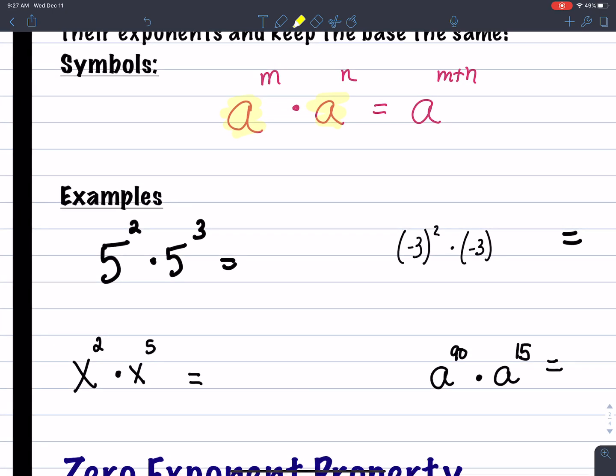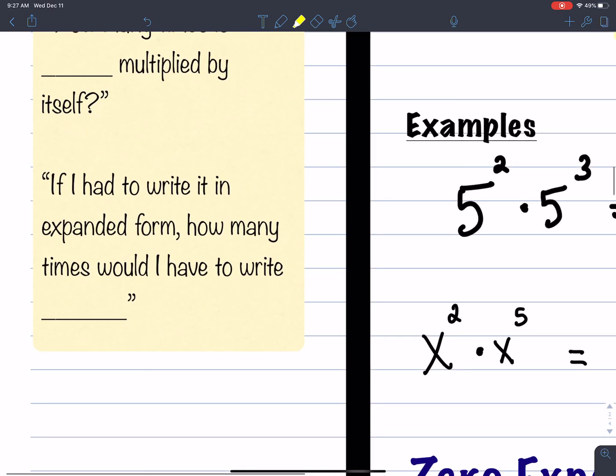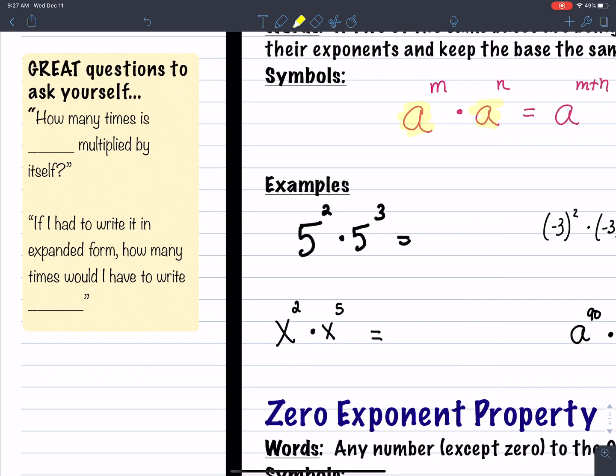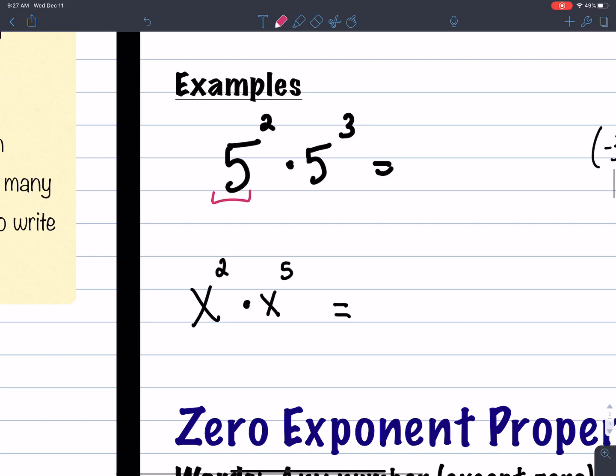Now what I'm thinking about is what I have over here in the margin. What you're asking yourself when we're doing the properties of exponents here is, how many times is 5 actually going to be multiplied by itself? Or in other words, if I had to write this out, how many times would I have to write the number 5? So we're going to expand a little bit here. So what we'd see here is, if I had to write this, it would be 5 times itself twice. And then here, because the exponent is 3, there'd be 3 boxes, and I'd put 5 in it.